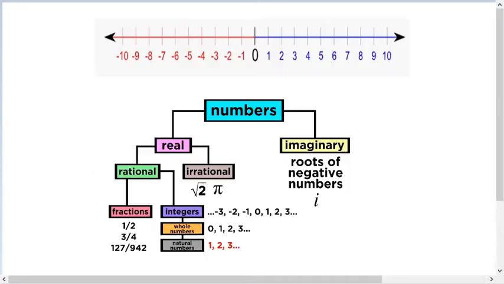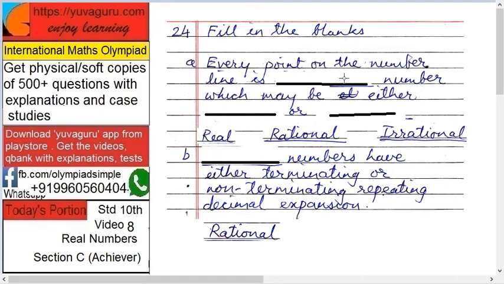Real means what? See here, there are two types of numbers always, real and imaginary. Imaginary numbers would always have i in between, like 2 plus 3i, 4 plus 3i, and real numbers means which we normally see: 1, 2, 3, 4, whatever. Rational and irrational, both are there. Both can be shown on the number line. So the first answer is real, which may be either rational or irrational, both.